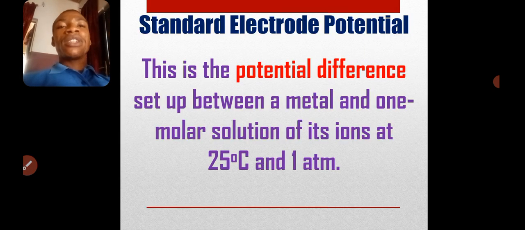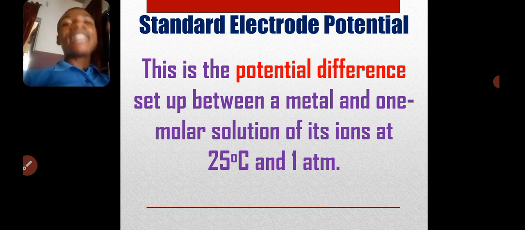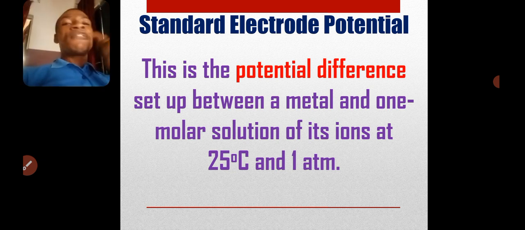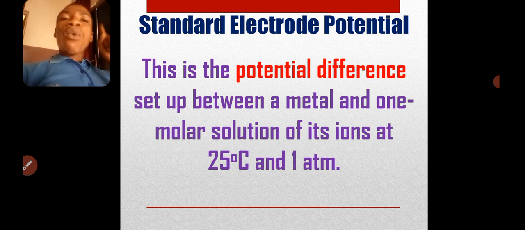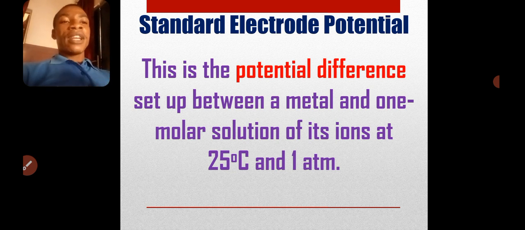When you dip a metal into a solution of its own ion, it creates a voltage. A potential difference is created between that solution and that particular metal. And if you take the measurement under standard conditions, what you will get is called a standard electrode potential. So how do we define a standard electrode potential? We define it as the potential difference that is set up between a metal and a 1 molar solution of its ion at 25 degrees Celsius and 1 atmosphere. That is, the potential difference that is set up when a metal is in contact with a 1 molar solution of its own ion at 25 degrees Celsius and 1 atmosphere. That is what we call standard electrode potential.